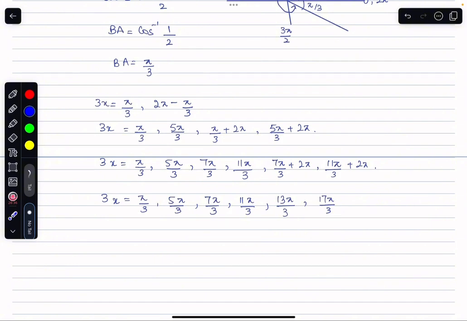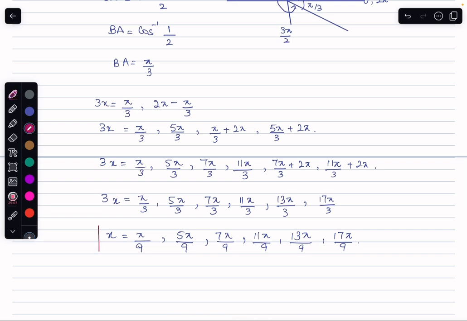Now here again I should be getting rid of this 3 to get all the x values. Therefore I should say that my x then shall be equal to pi divided by 3 times 3, which is 9, and then 5 pi by 9, and then 7 pi by 9, and 11 pi by 9, and 13 pi by 9, and then finally 17 pi by 9 here. So this is then going to be the answer for these x values for this trigonometric equation that we have had here.